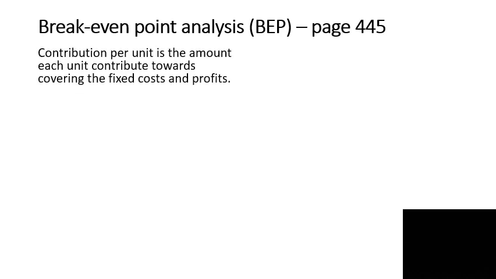Now, how do we analyze? We need to know some few concepts. The first one is contribution per unit. Contribution per unit is the amount each unit contributes towards the covering of the fixed cost and the profits.